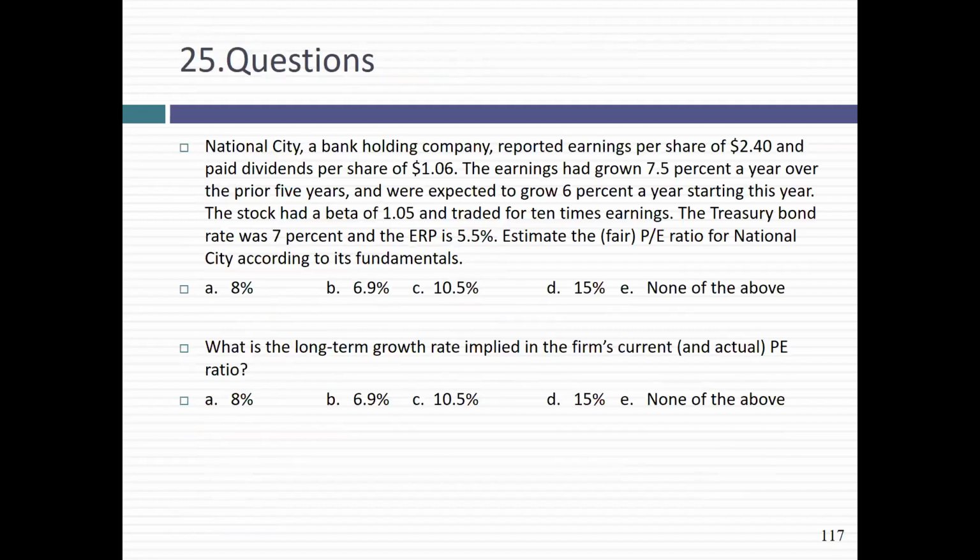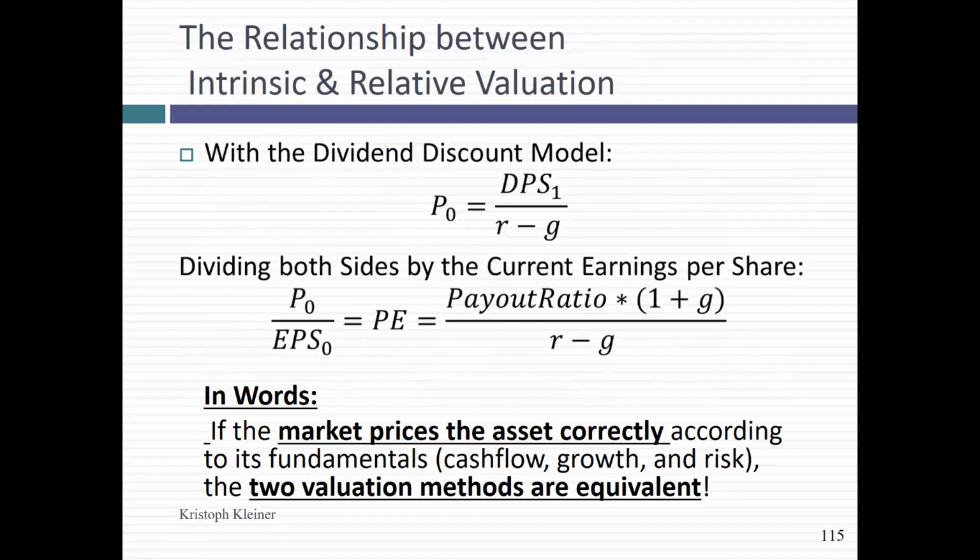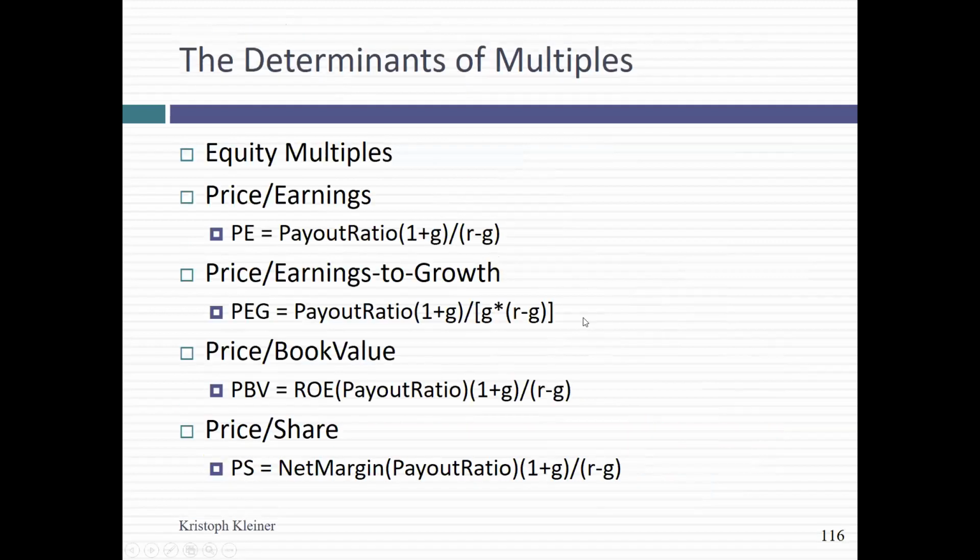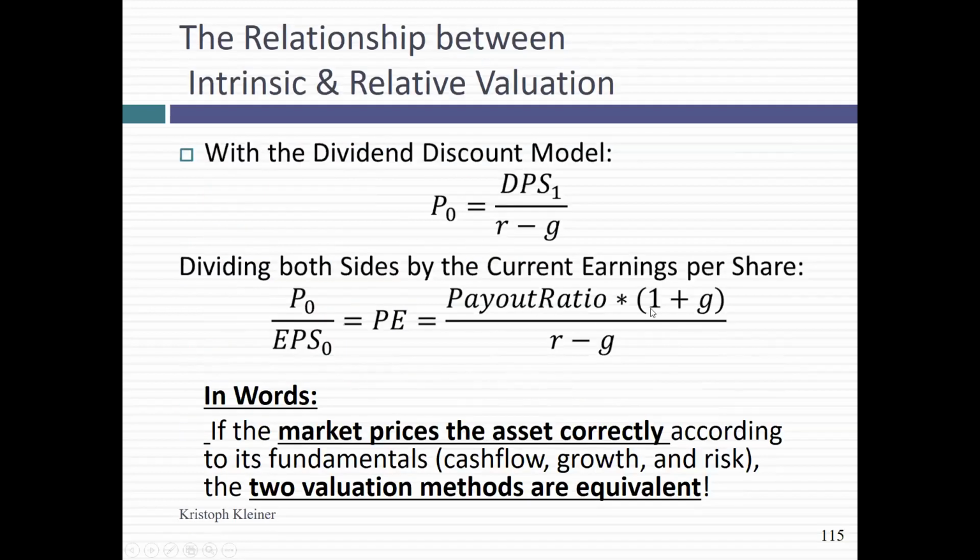All right, so here's two different questions. Again, I suggest you pause here and try each question for yourself. In the first question, we need to estimate the fair PE ratio for National City according to its fundamentals. The idea is based on the prior two formulas. So if we look here, the PE ratio should be the payout ratio multiplied by 1 plus G over R minus G.